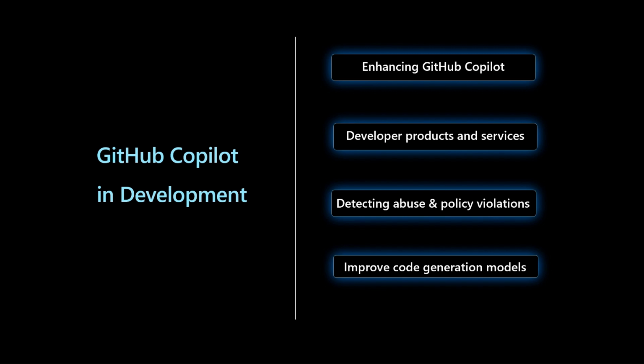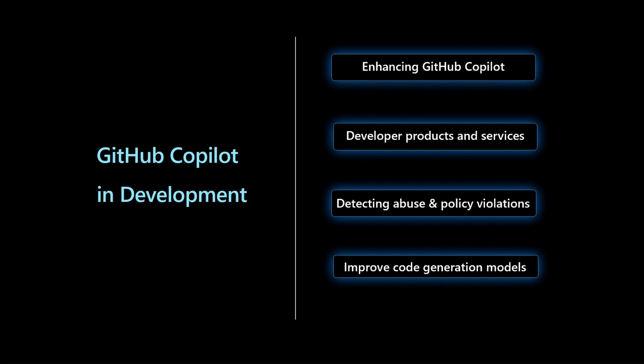Thirdly, you have detecting abuse and policy violations. The data is examined to investigate and identify any potential misuse or violation of the acceptable usage policies connected with GitHub Copilot. You also have conducting experiments and research. The data is used for experiments and research related to developers and their utilization of developer tools and services. This aims at gaining valuable insights into user behavior and preferences.